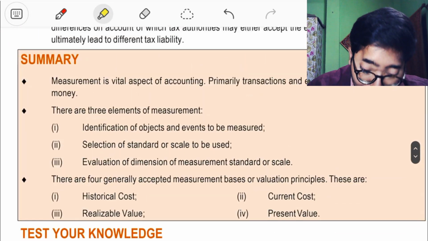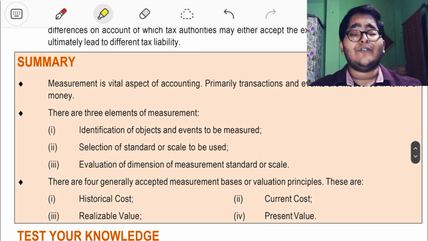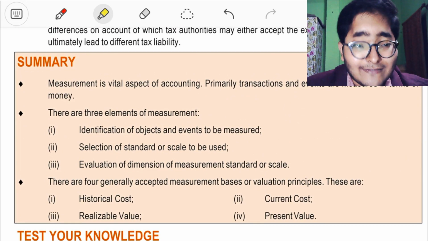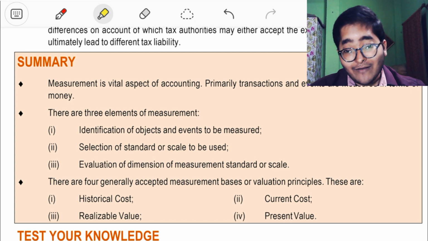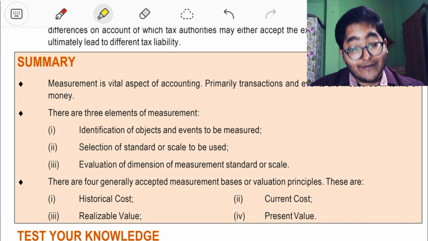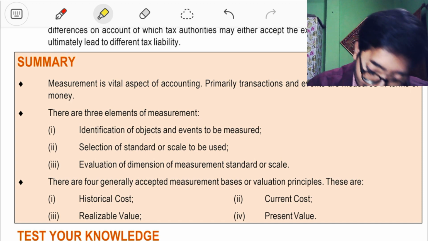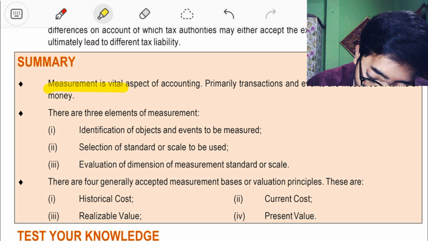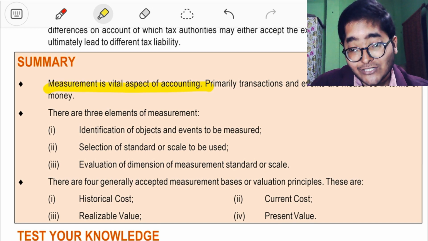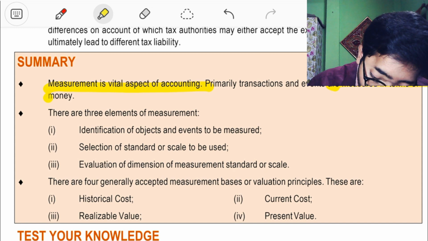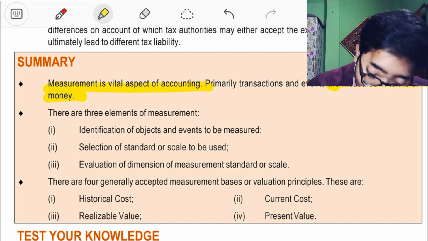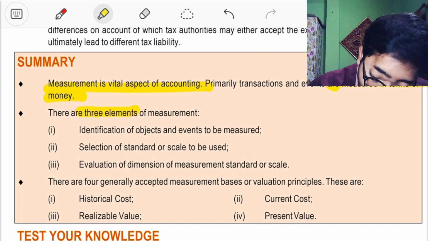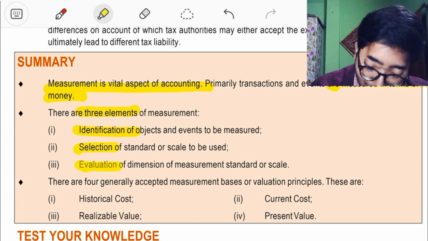So let us summarize what we have learned today and yesterday. Let's summarize the chapter. Measurement is a vital aspect of accounting. Primarily, transactions and events are measured in terms of money. Money is the main term for measuring a transaction or event. There are three elements for measurement: identification, selection, and evaluation.